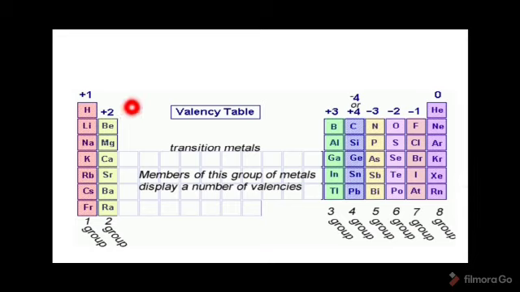This is about the valency. If it has 1 electron in the outermost shell, the valency is 1. If it has 2 electrons, the valency will be 2. If it has 3 electrons, the valency will be 3. If it's 4, the valency is 4.